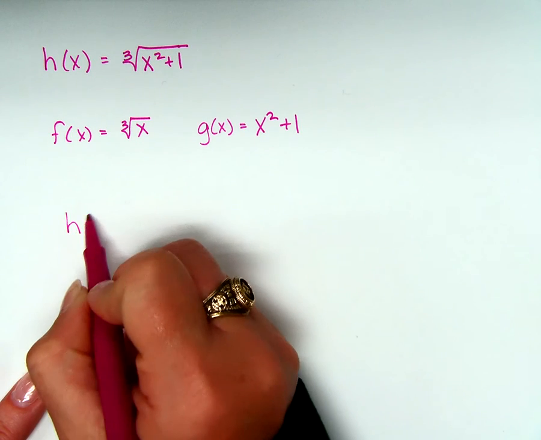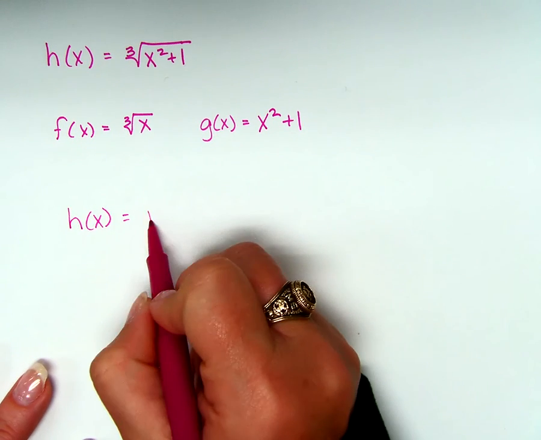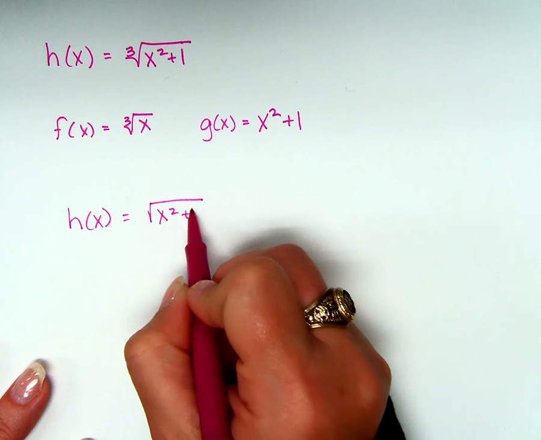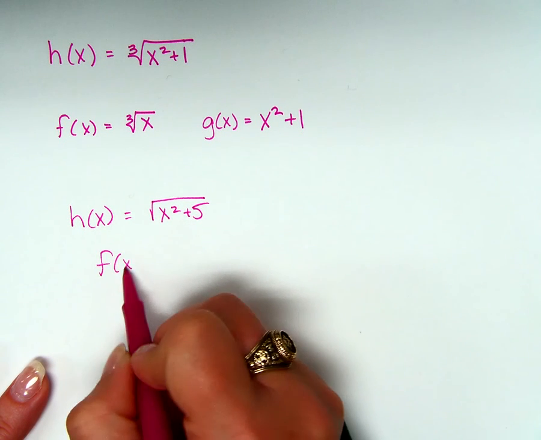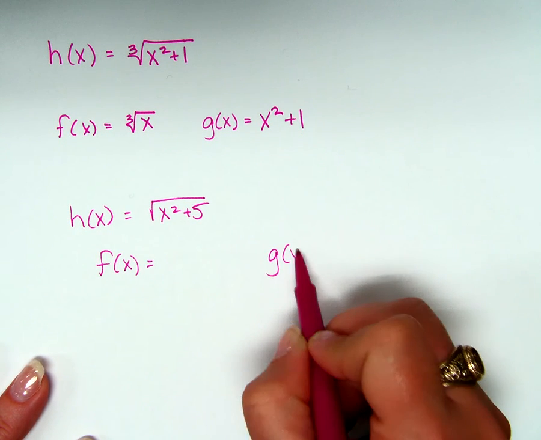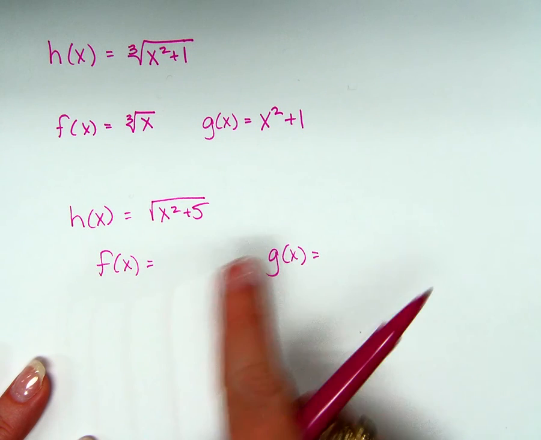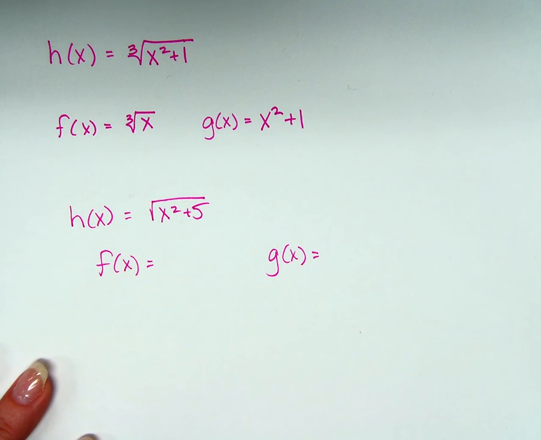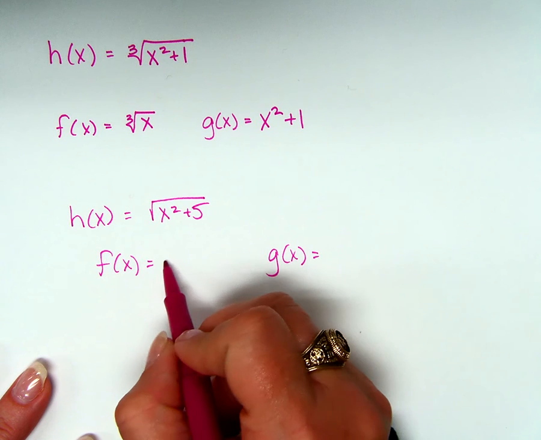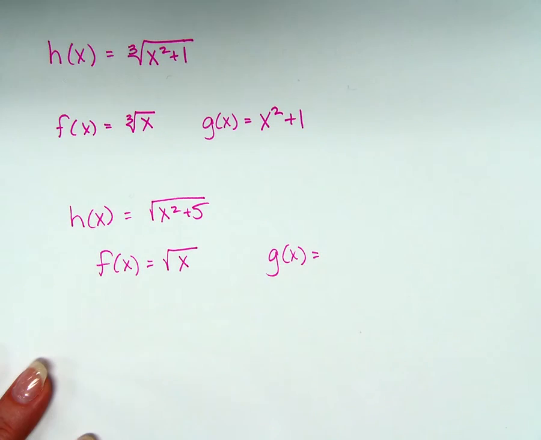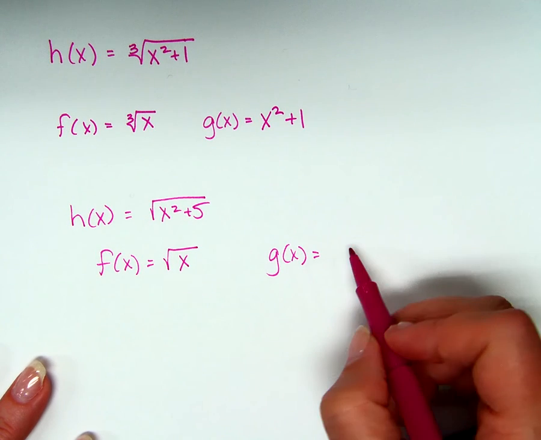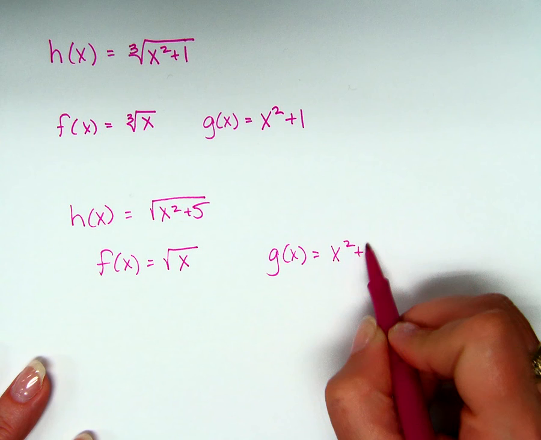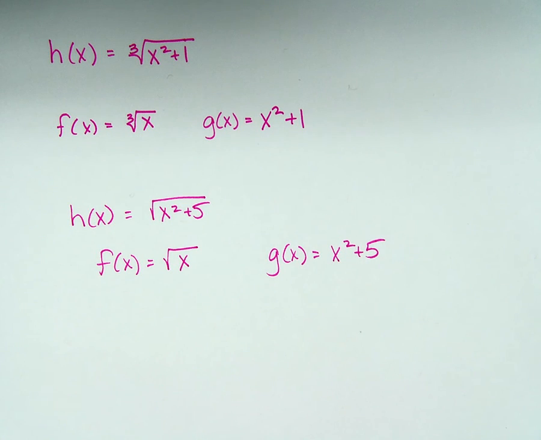Do this one for me real quick just to make sure you understand. The square root of x squared plus 5. What would f of x be and what would g of x be if I want to do f of g of x and get that? f of x would just be square root of x, and g of x would just be x squared plus 5. Any questions about that?